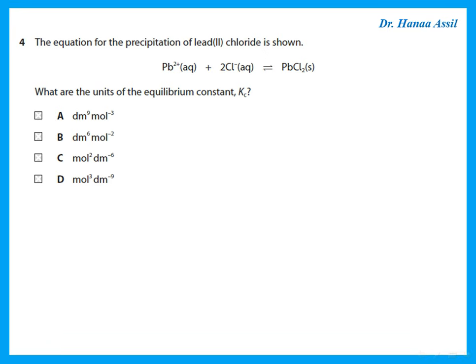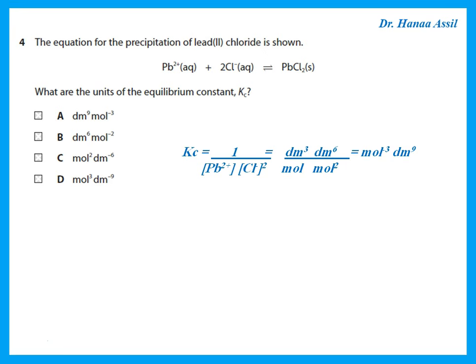The equation for the precipitation of lead chloride is shown. What are the units for the equilibrium constant? Okay, let's write the equilibrium constant. You know that the equilibrium constant, first of all, does not include solids. And then it is usually products over reactants. But because the product here is a solid, that is not included.